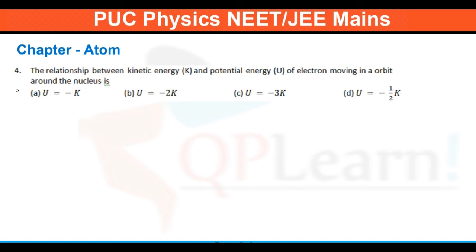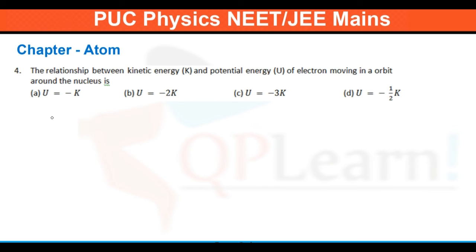The fourth question is: the relation between the kinetic energy K and the potential energy U of an electron moving in an orbit around the nucleus is. The four options are: U is equal to minus K, U is equal to minus 2K, U is equal to minus 3K, and U is equal to minus 1 by 2K. So how to solve this problem?